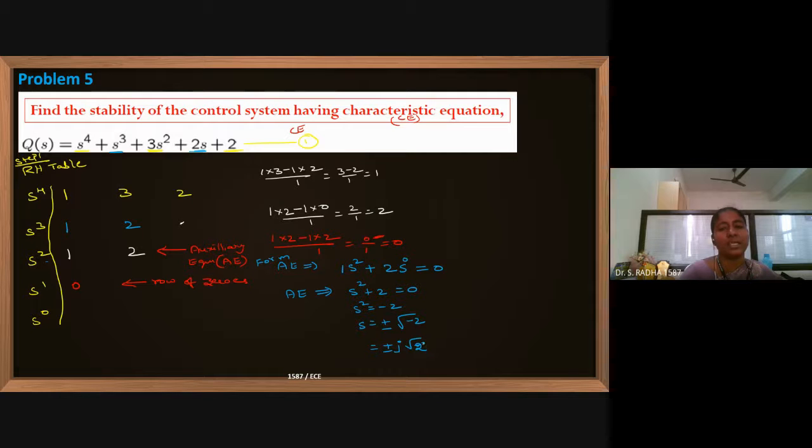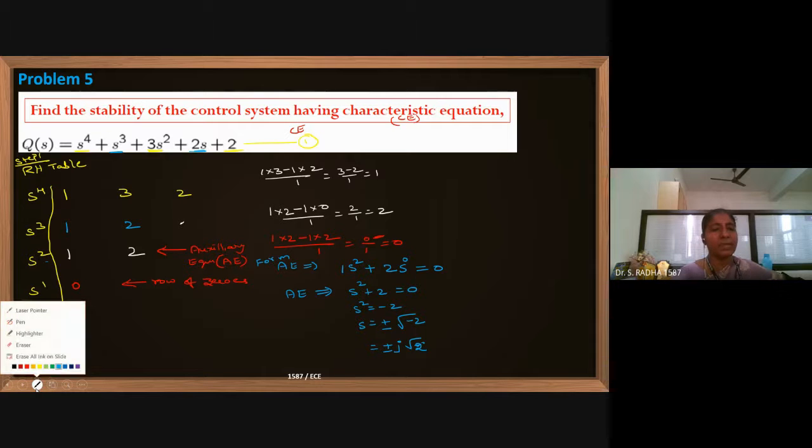Minus I have taken outside. This is plus or minus j root 2. Okay, so j means imaginary axis. So in that case, the root is on imaginary axis. So the system is marginally stable.